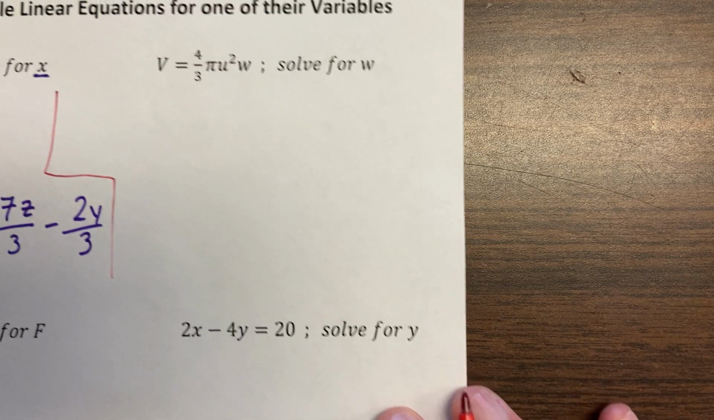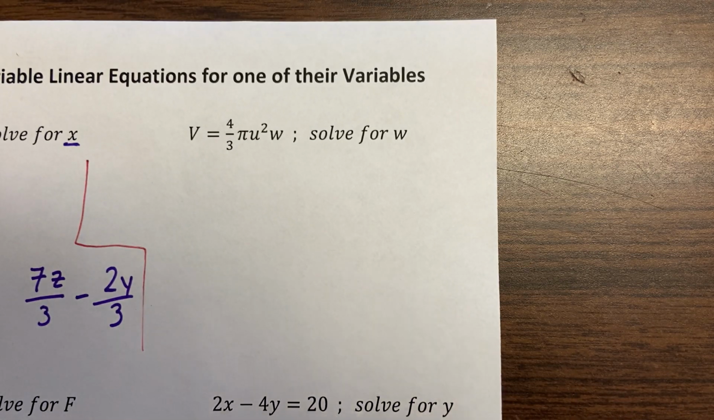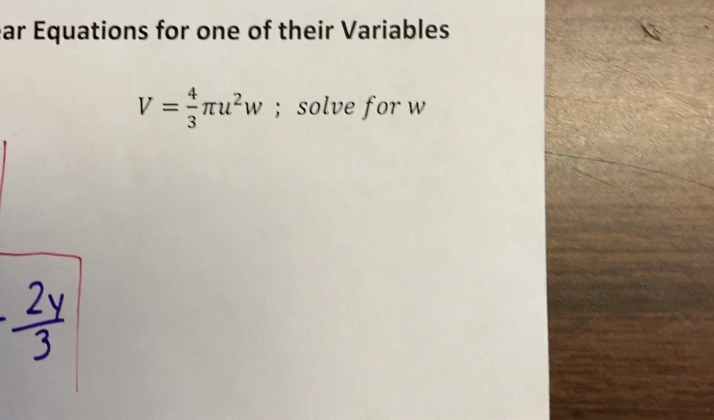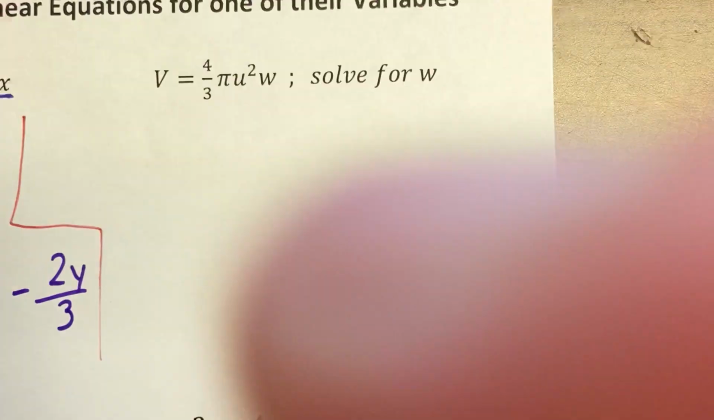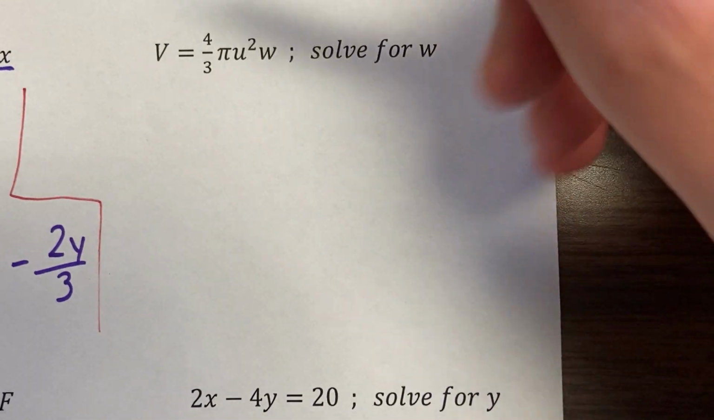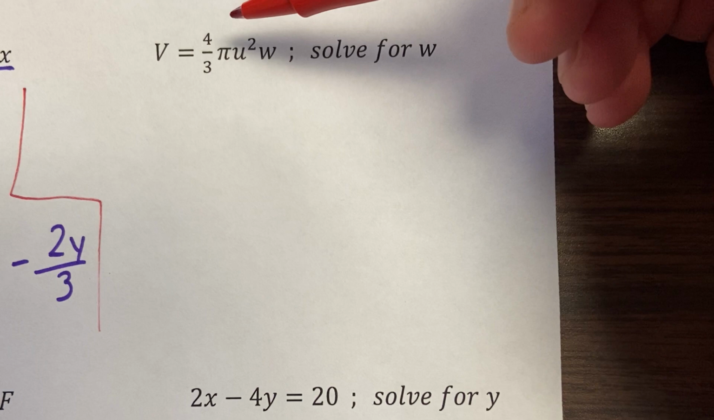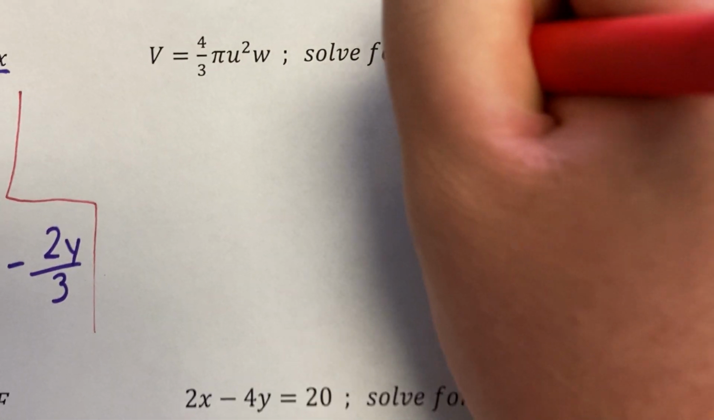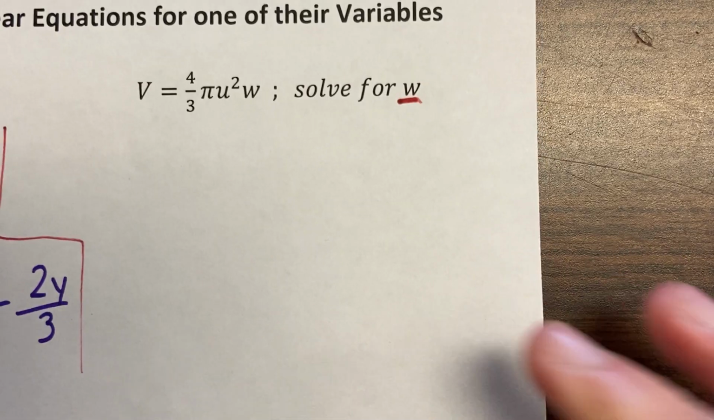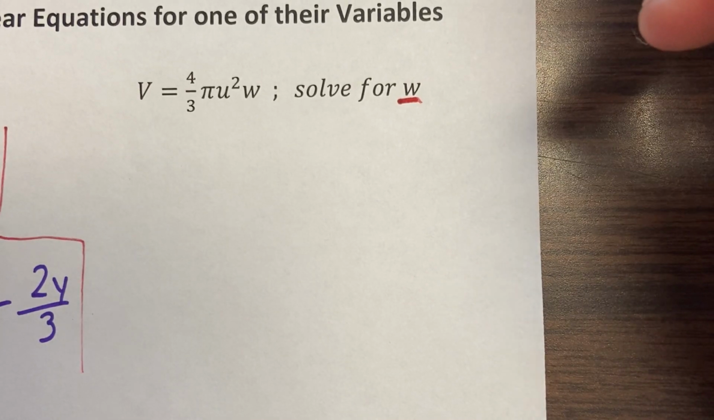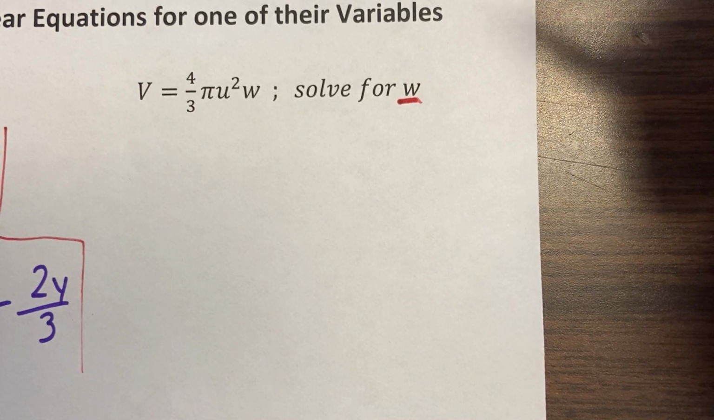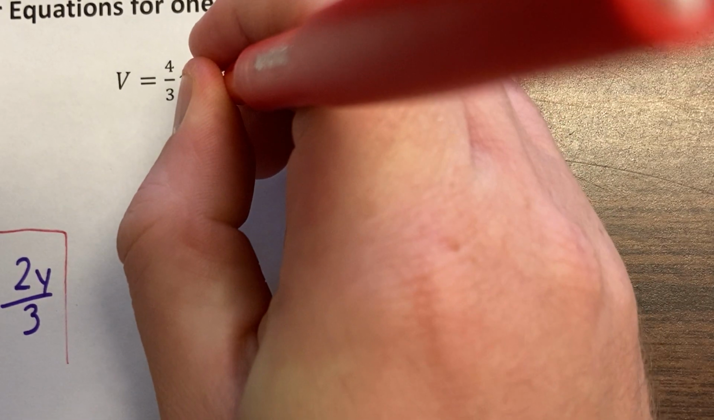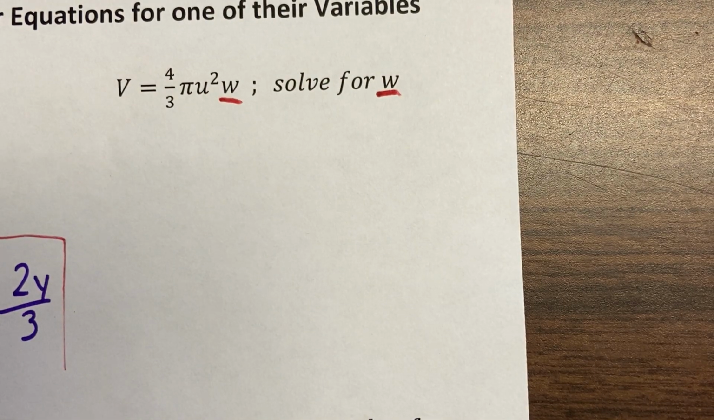All right, let's look at this one. Zoom in a little bit. All right, we have v is equal to 4/3 pi u squared w. We need w, right? So really pay attention to what variable it actually wants you to solve for. In this particular case, we need w. So we need this guy right here to be isolated.